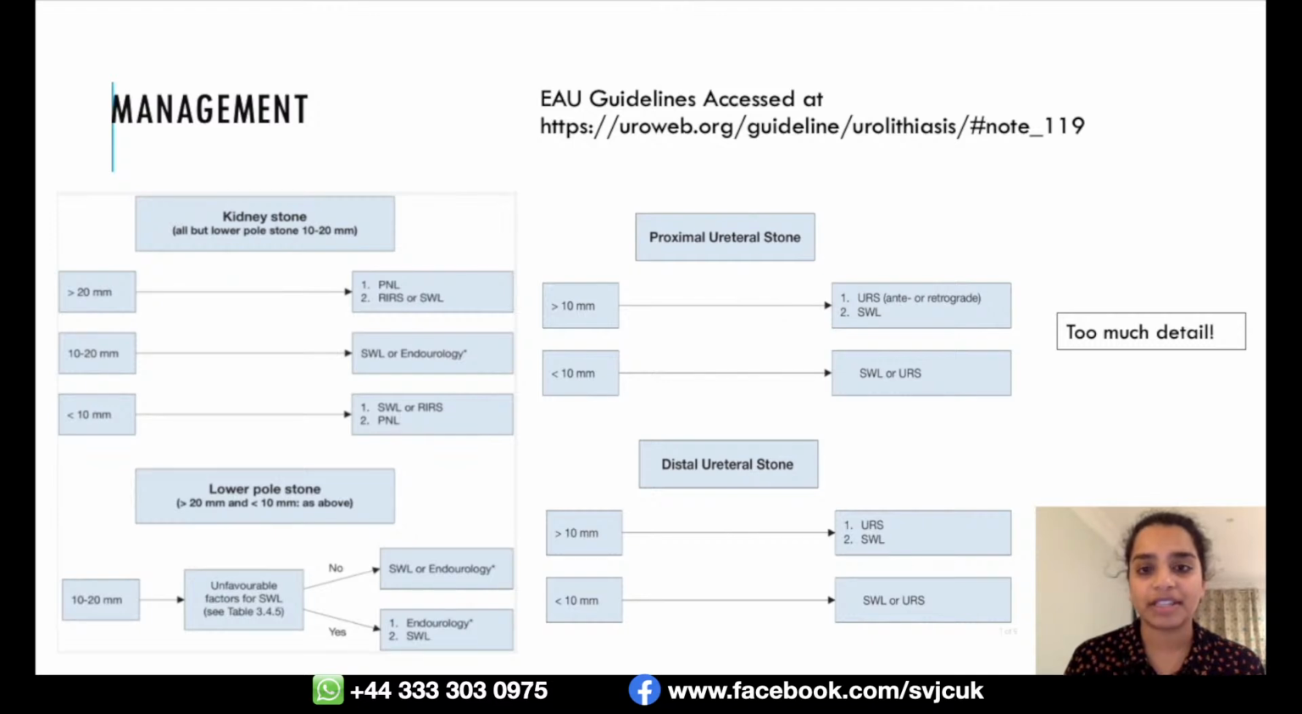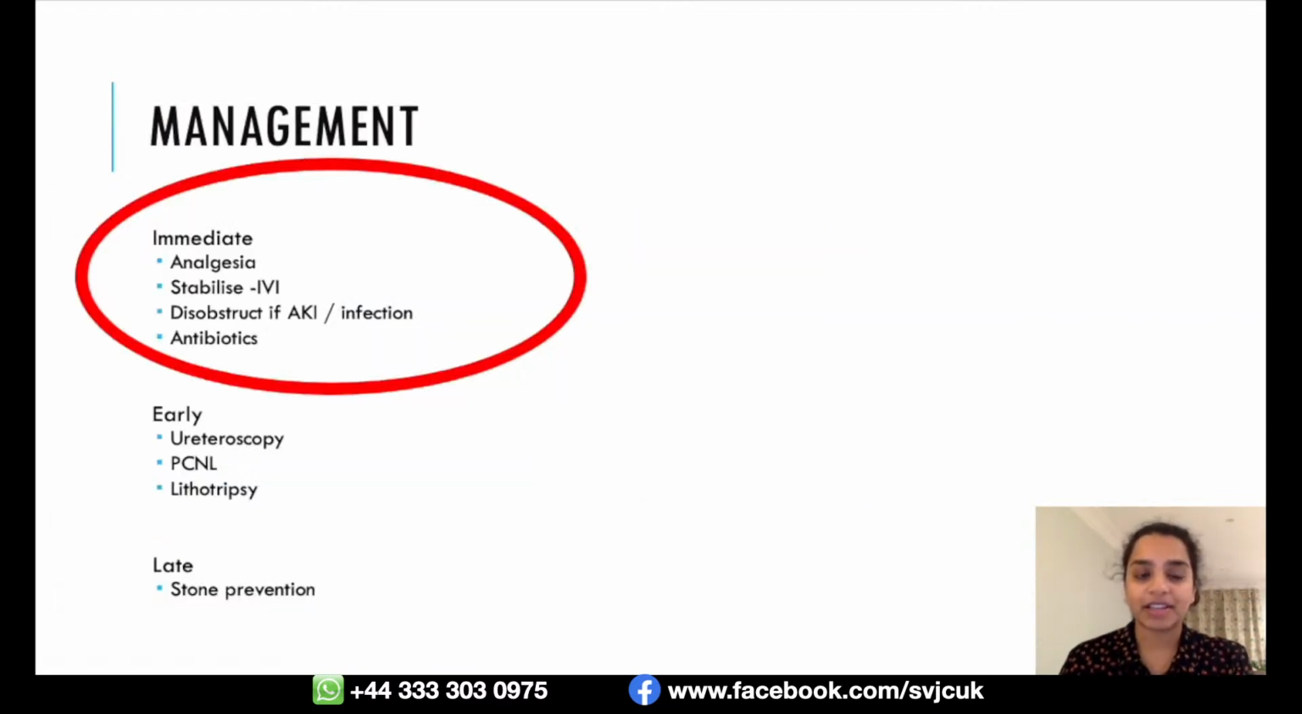However, as you can see, just broadly, they've divided the management of stones into kidney stone, lower pole stone, and ureteric stone, and they've divided the ureter into proximal and distal. Additionally, we assess the size of the stone and also how hard the stone is based on the Hounsfield units on radiological imaging. Now, I would divide the management plan really into immediate, early, and late.